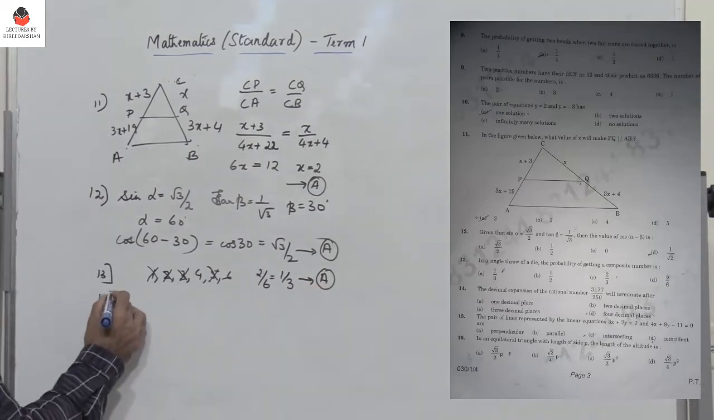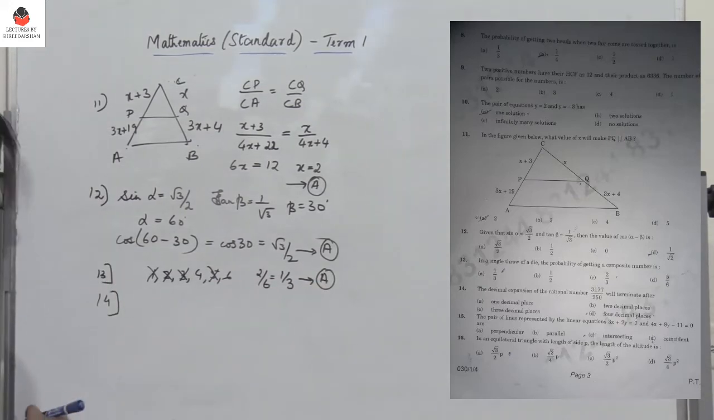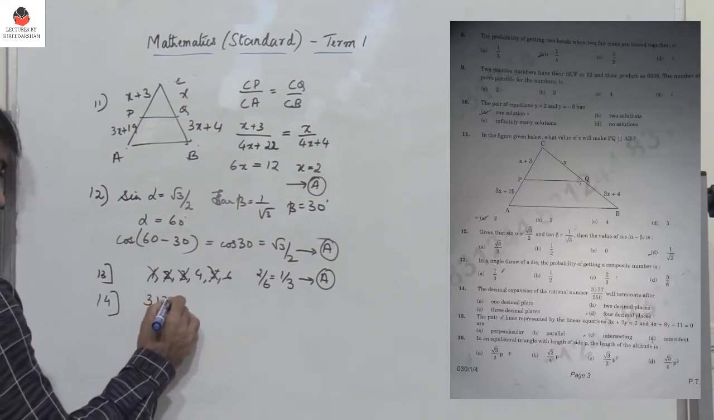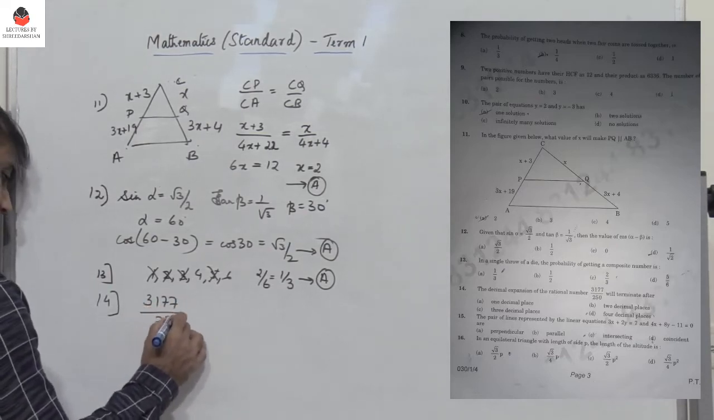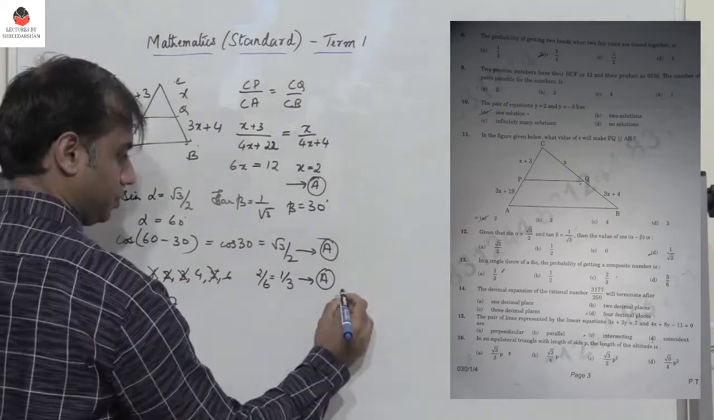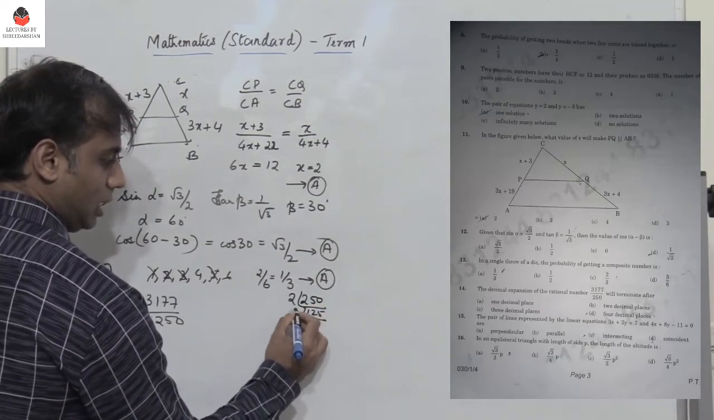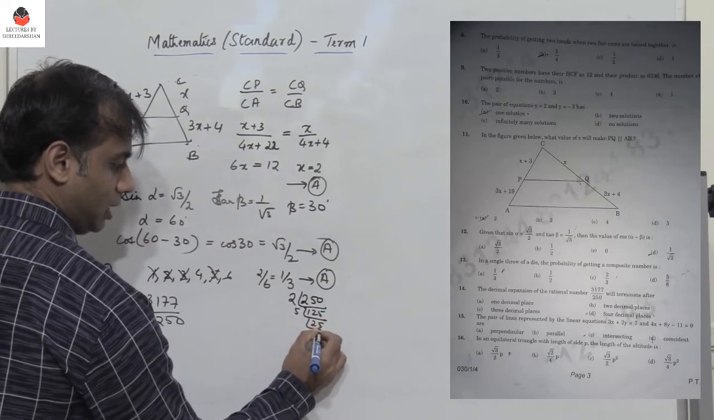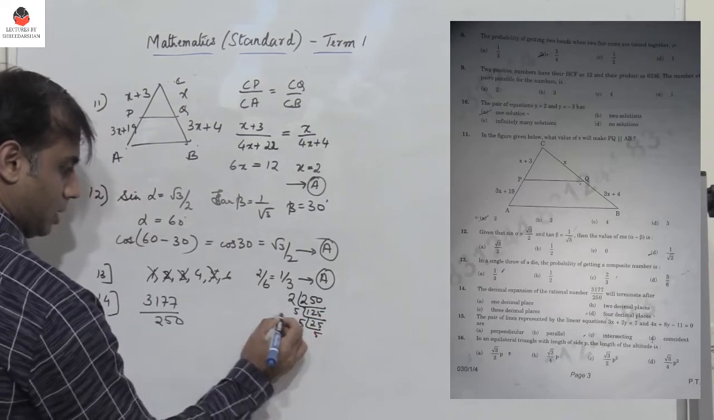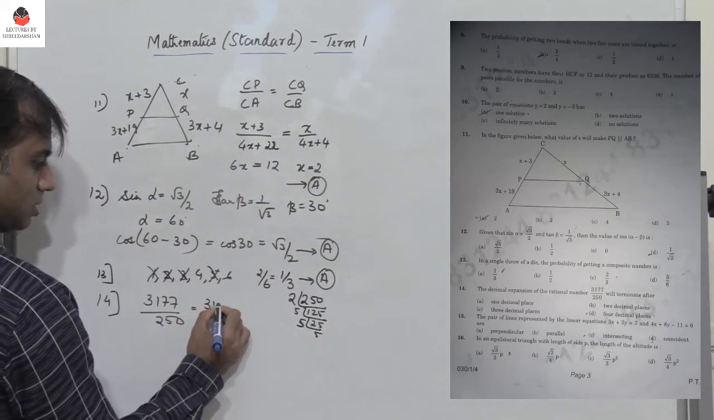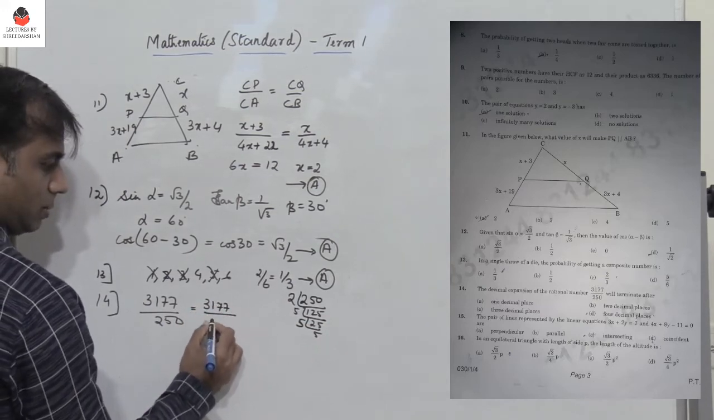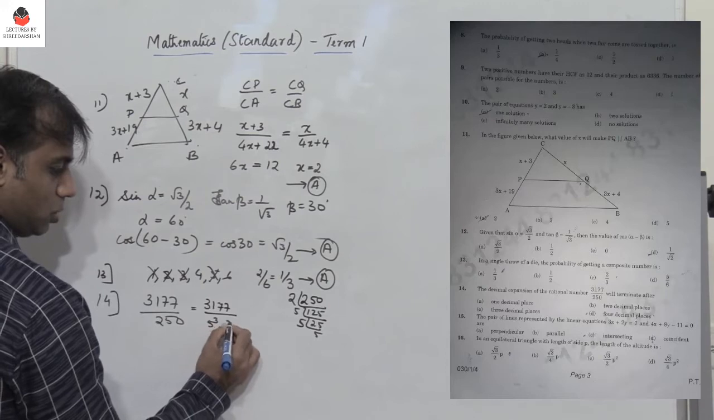Next, 14th one, the decimal expansion of a rational number 3177 divided by 250 will terminate after. So if I consider 250, I divide it by 2, I get 125, and then 5, 25, and then 5 and 5, right? So this can be written as 3177 divided by 5 cube into 2 power 1.